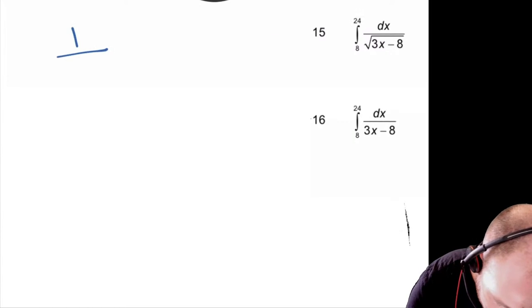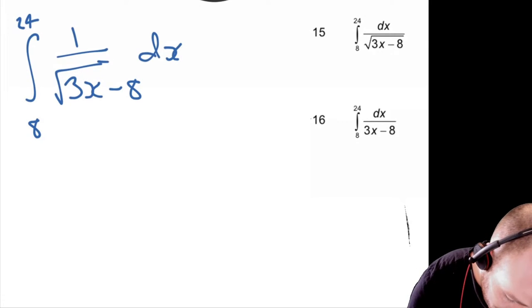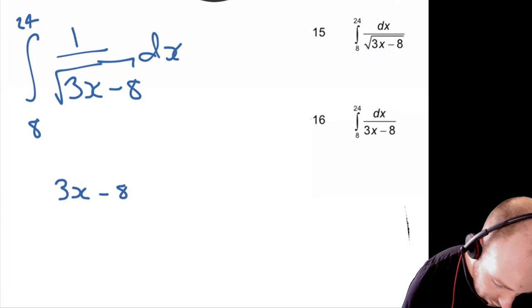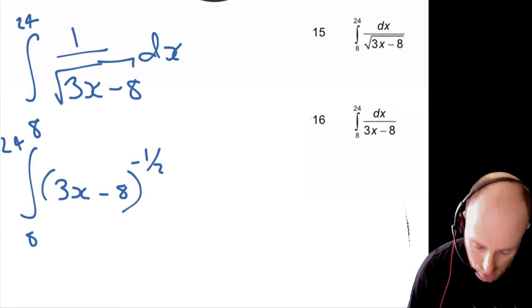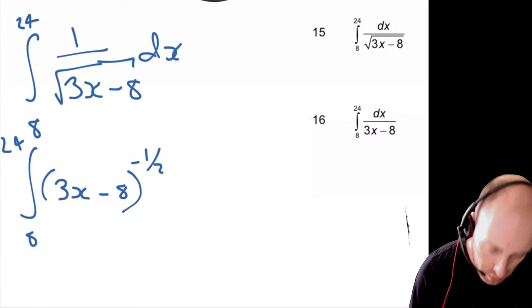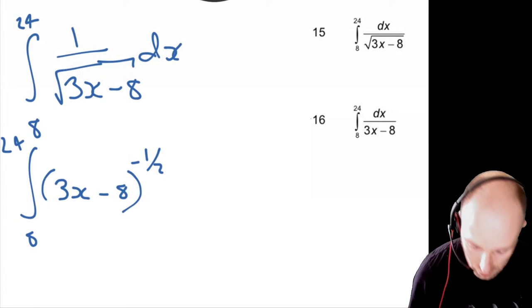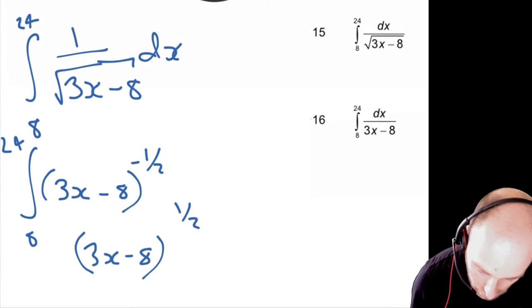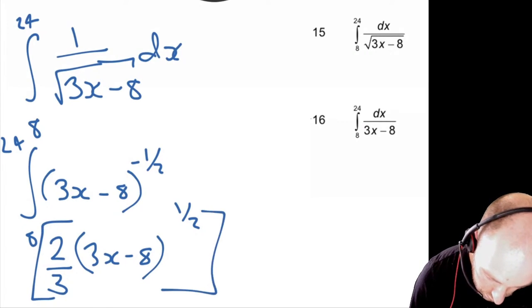So, first one here, let's do it. We've got 1 over root 3x take 8 from 8 to 24. The way we do this is we write it as (3x take 8) to the minus a half, from 8 to 24, and the power goes up by 1. So we're going to get (3x take 8) to the power half, divided by the new power, so divide by half is times by 2. And we need to divide by the 3 there. So that's going to be our answer. Then we need to put in 24 and 8.